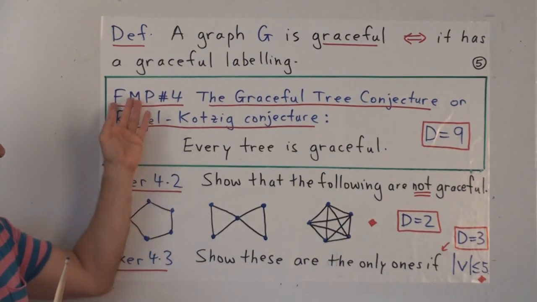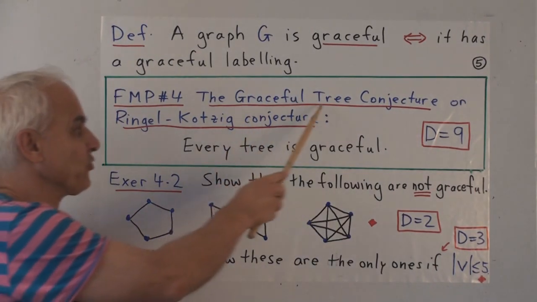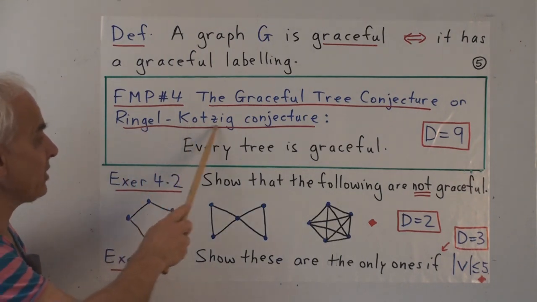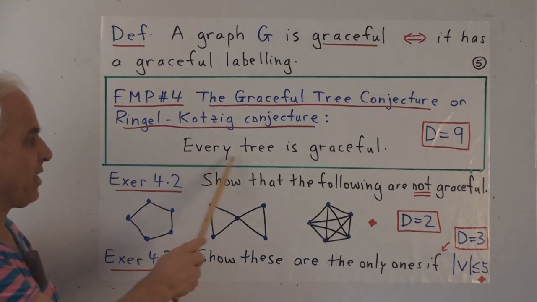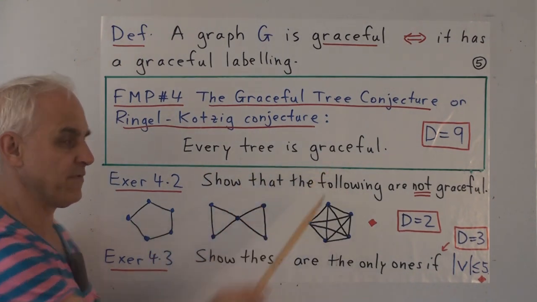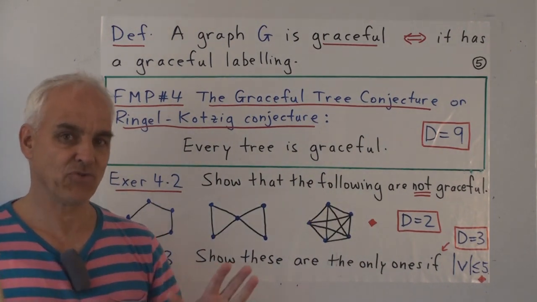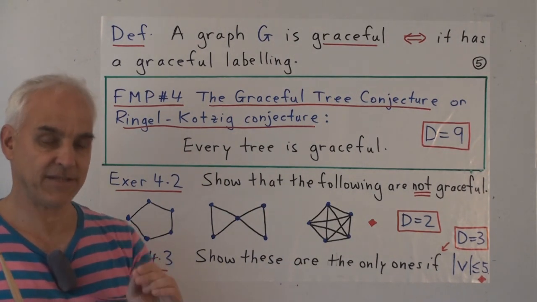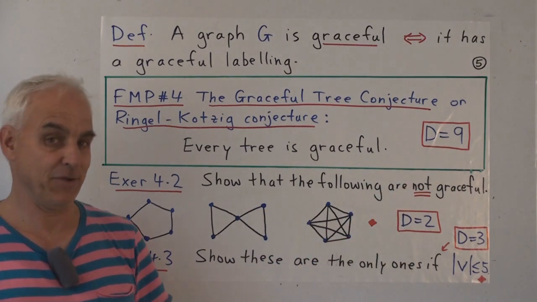And here is our famous math problem number 4. The Graceful Tree Conjecture, also called the Ringel-Kotzig conjecture. It's very short and sweet. Every tree is graceful. So that means any tree has a graceful labeling. That's the conjecture. And it's a hard problem. It gets D equals 9.